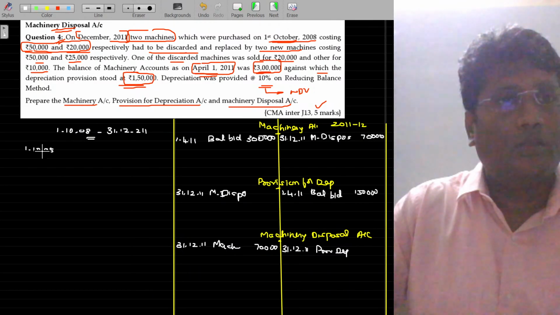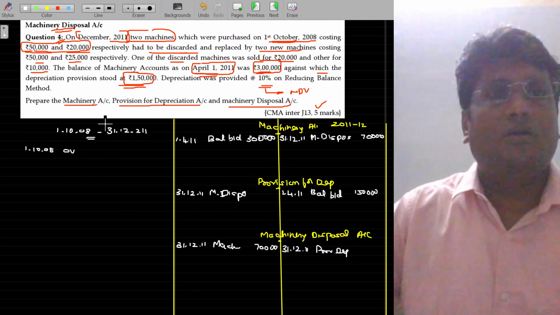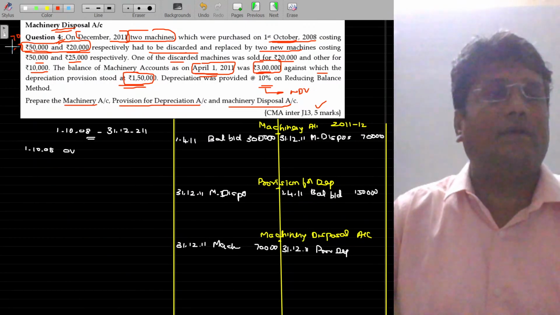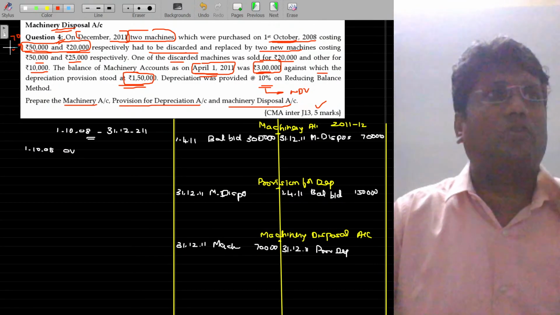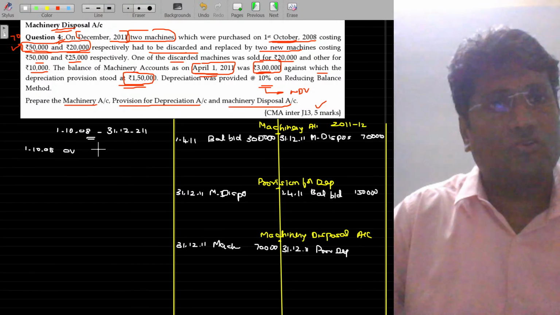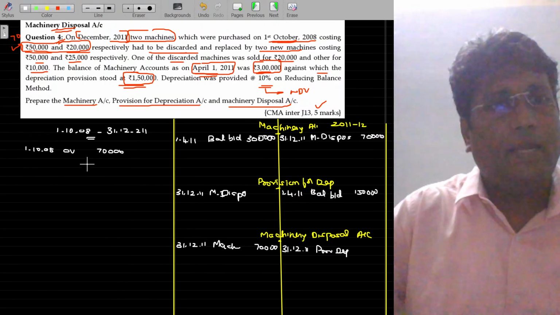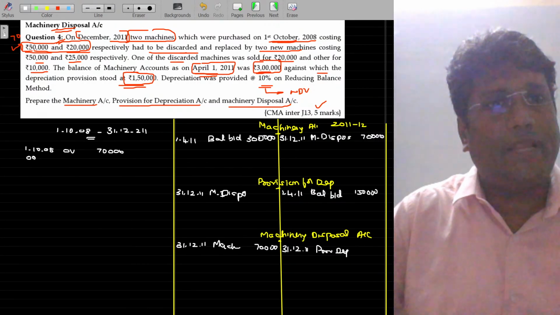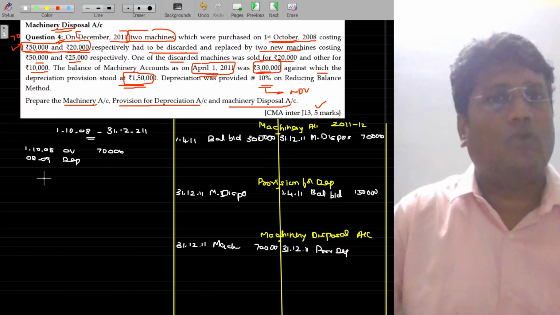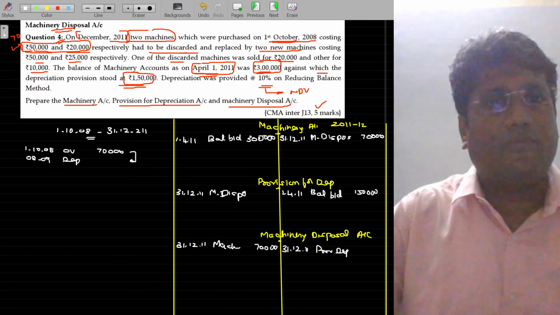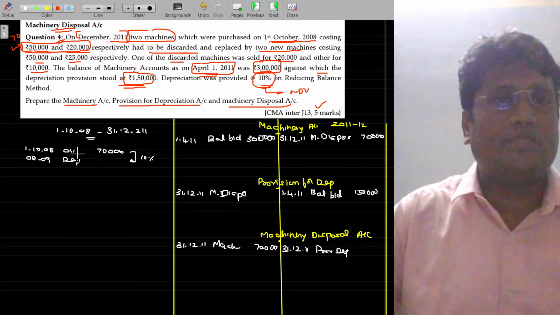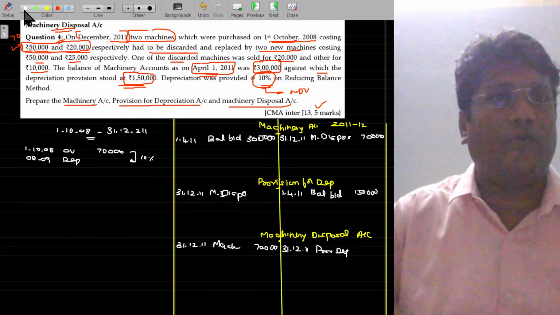On 1/10/2008, the original value of the asset being, I club these two, 50 plus 20, 70, rather than showing it separately. I can club both because both the assets attract the same rate of depreciation. The value being 70,000, and for the year 2008-09, it is eligible for depreciation for only half year at the rate of 10% on this, because this is WDV method. And since from the date of purchase to the year end only half year is there, we have to calculate for half year.